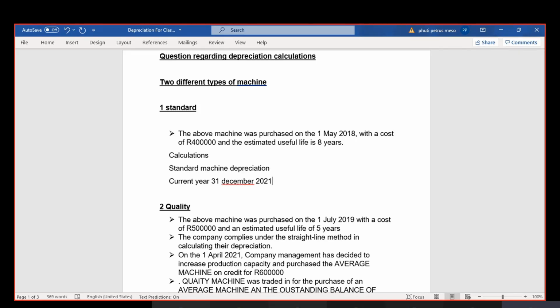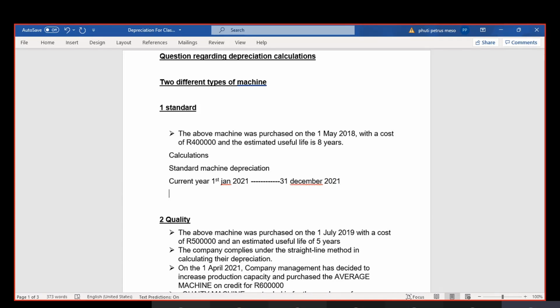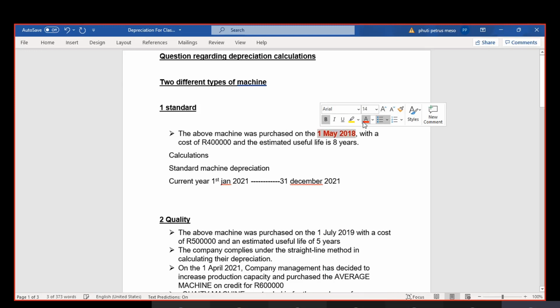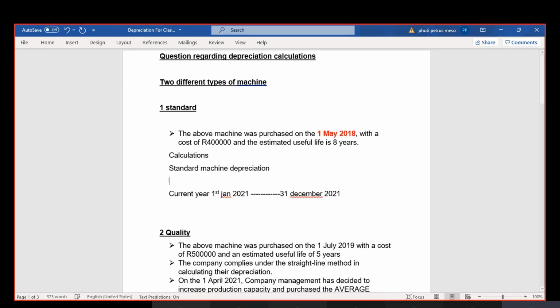2021. Sorry, my apologies for that. The current year is actually the 1st of January 2021 up until the 31st December 2021. Okay. And we're going to look at what's called the purchase date. This machine was actually purchased on the 1st of May 2018. I'm just going to highlight this in red so that we'll be on the same page, right? So we bring this purchase date.